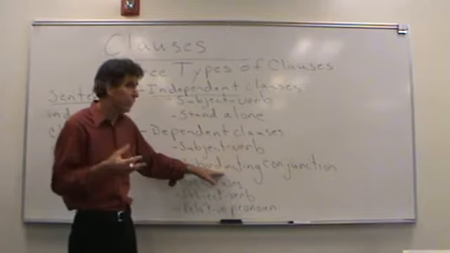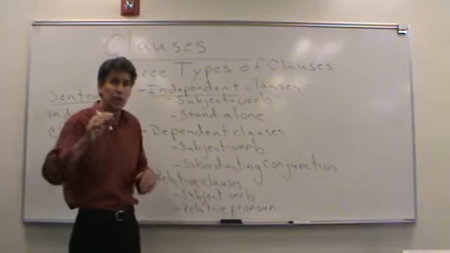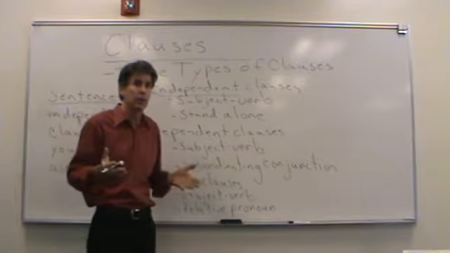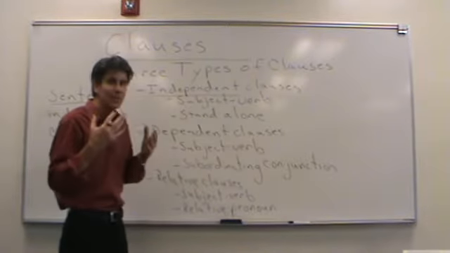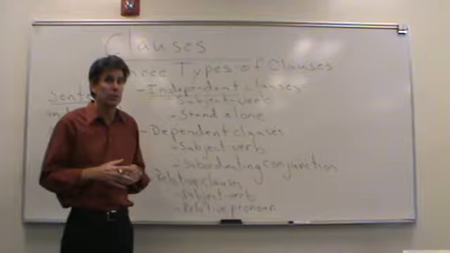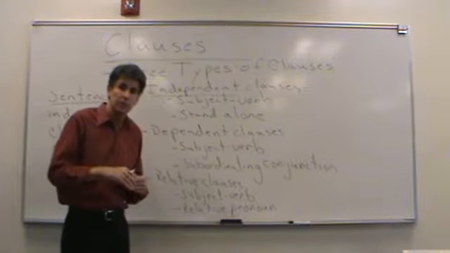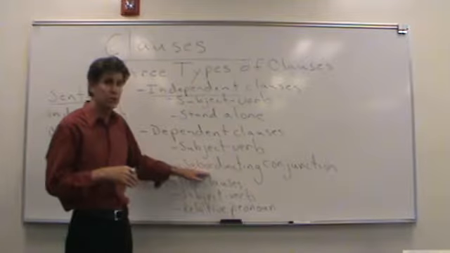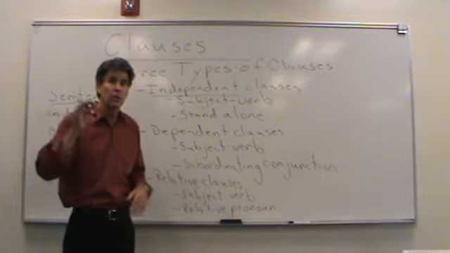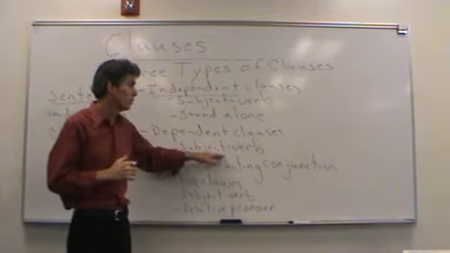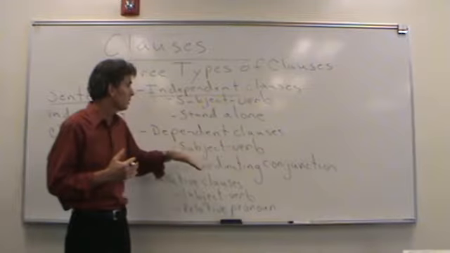That when is what makes it into a dependent clause. If you take the when off, "Sally called Harry," you have a sentence. So it's not that it's missing something, it's that it has something extra. It has that subordinating conjunction. It cannot be a sentence, even though it has a subject and verb. So that's the second type of clause.